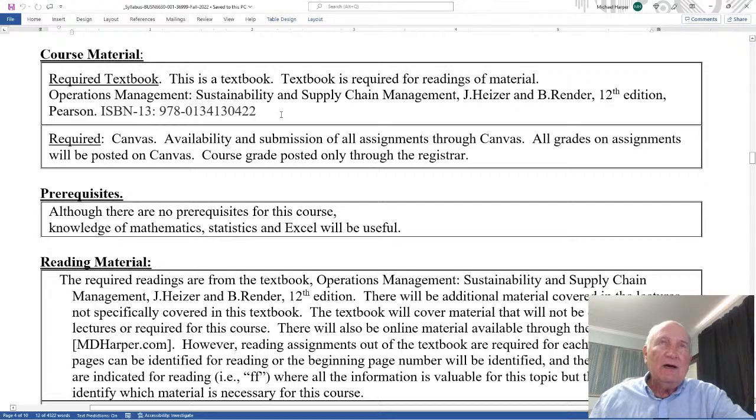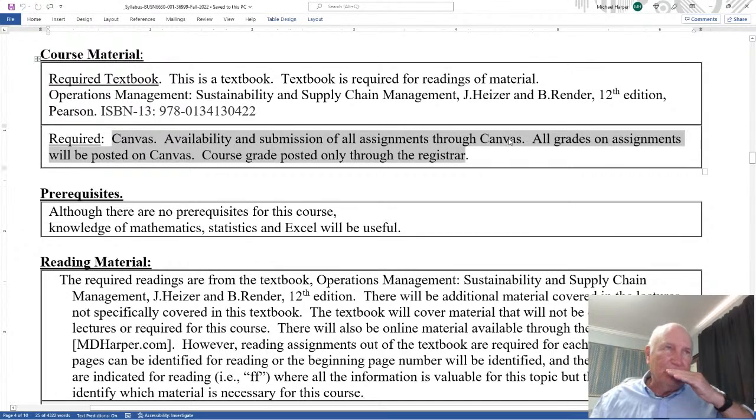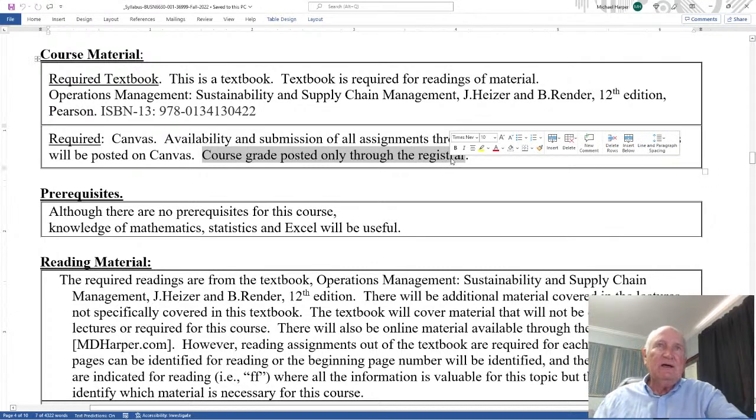Course material. The textbook is Heizer and Render, 12th edition, and I do have readings out of the textbook down here. Canvas is also required because of the availability and submission of all assignments through Canvas. You download the assignments, quizzes, homeworks, and project cases, and all the resources. There's a lot of resources. You submit assignments through Canvas. All grades on assignments will be posted on Canvas, and the course grades are posted only through the registrar. I don't post them in Canvas. The course grade at the end of the course is posted to the registrar.